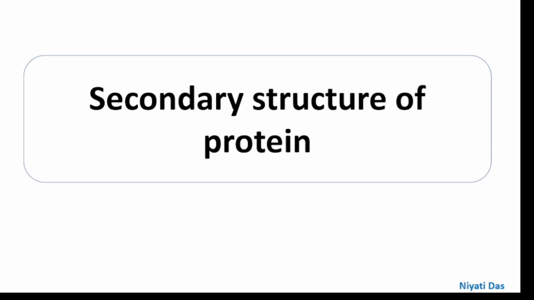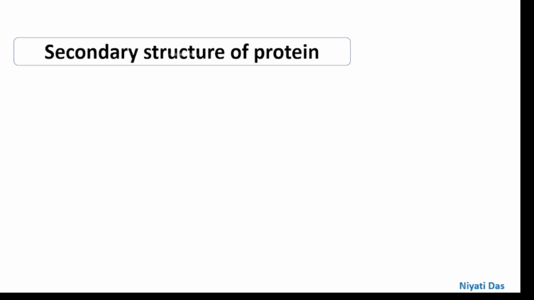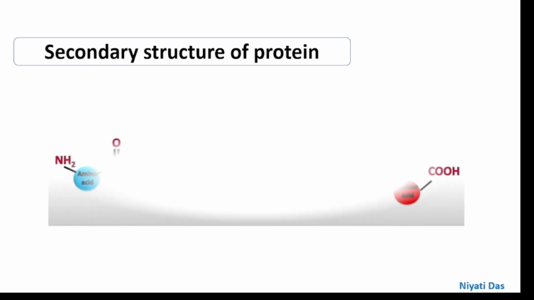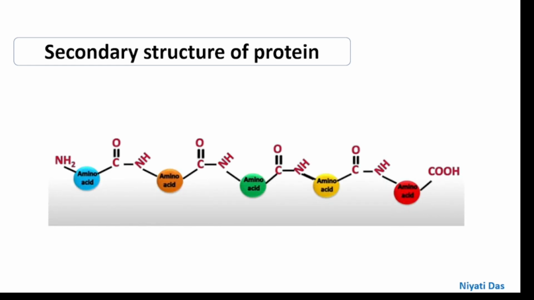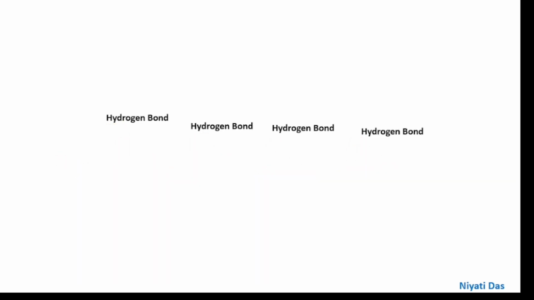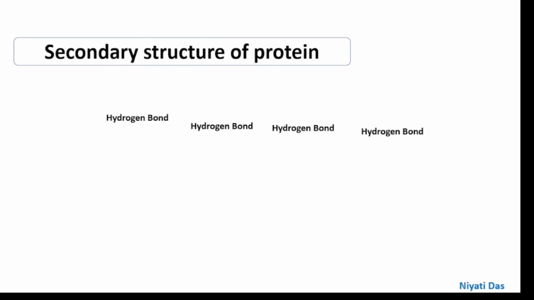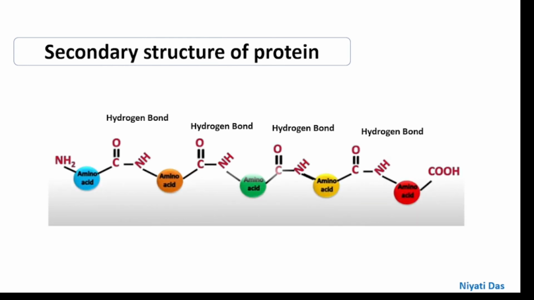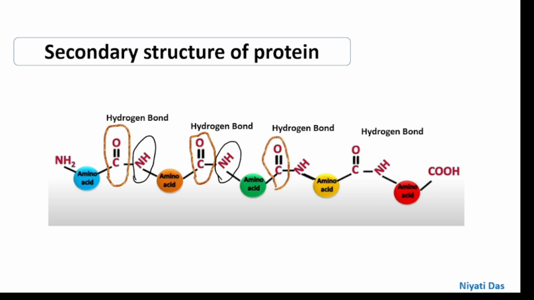Secondary structure of protein. In the primary structure of protein, the amino acids are linked by peptide bonds. In secondary structure, in the peptide bonds, the oxygen is attached to the carbon and the nitrogen is attached to the hydrogen. Both the oxygen and the hydrogen have the ability to form hydrogen bonds. The result is the alpha helix as well as the beta sheets.